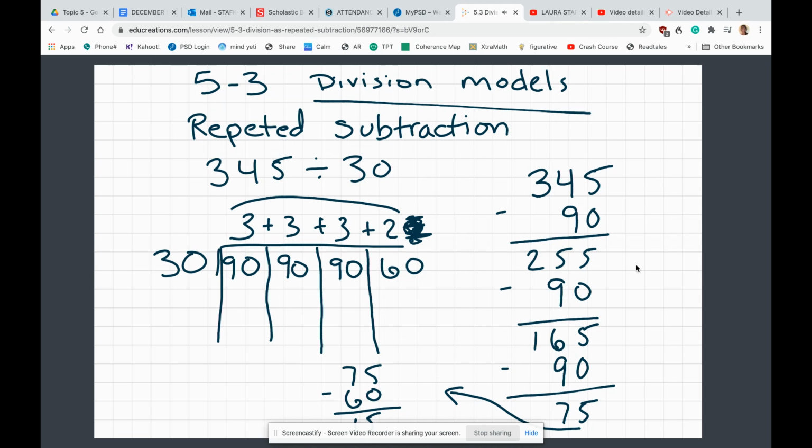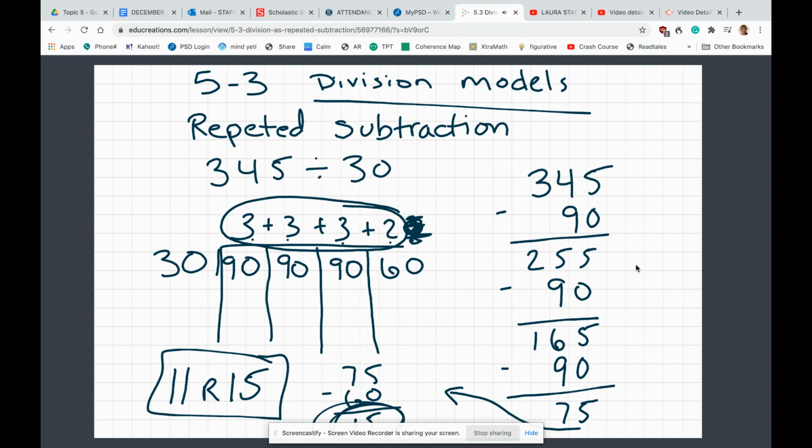So now I'm going to take all of these numbers. These are the numbers that I was taking out of my 345. And if I add them up, I've got 3, 6, 9 plus 2 is 11. So my answer is 11 with a remainder of 15. So there's my answer, 11, remainder 15. Repeated subtraction is a little messier than the standard algorithm. It might take a little bit longer, but when you're getting into these double, triple digit division problems, it's a great strategy and a great way to wrap your mind around what you're doing. So I'm going to give you one more example.